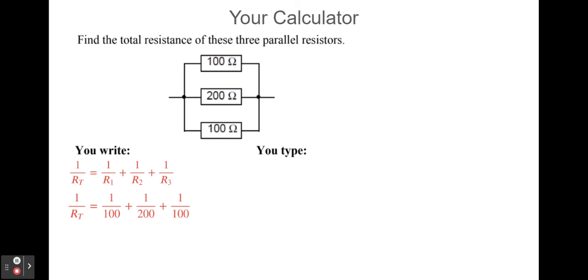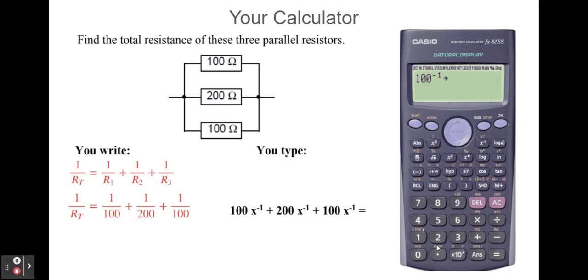However, at this point, I then type into my calculator 100 x to the power minus 1 plus 200 x to the power minus 1 plus 100 x to the power minus 1 equals. And that gives me a value of 1 over 40. So 1 over the total resistance is 1 over 40. I then need to press x to the power minus 1 again, equals, and that gives me my final answer of 40 ohms. So watch the calculator again.